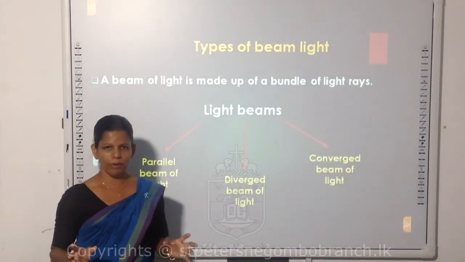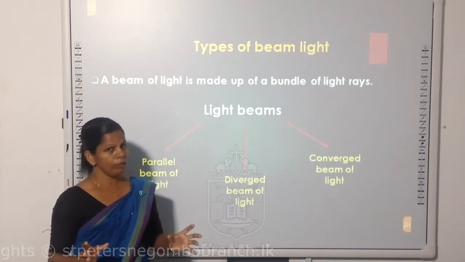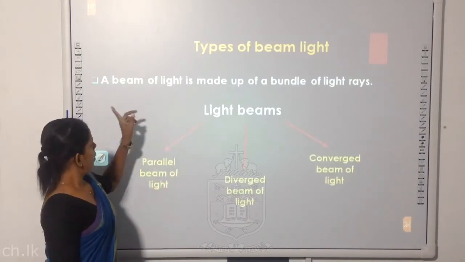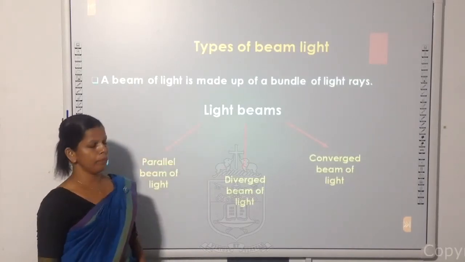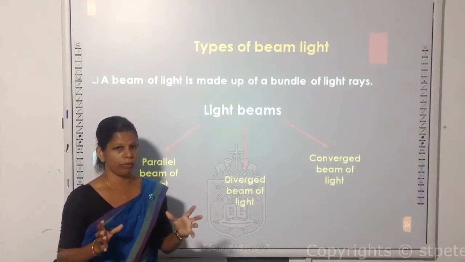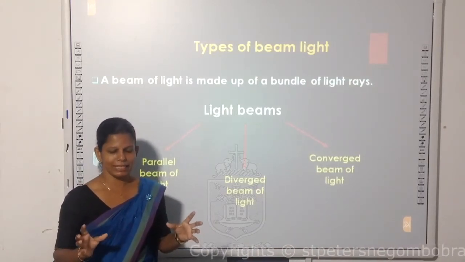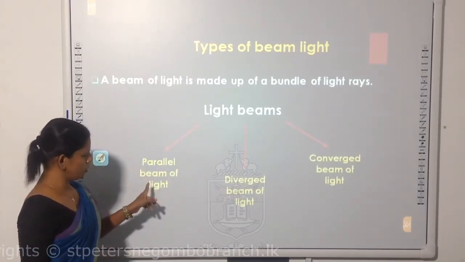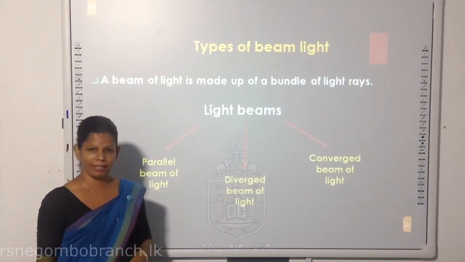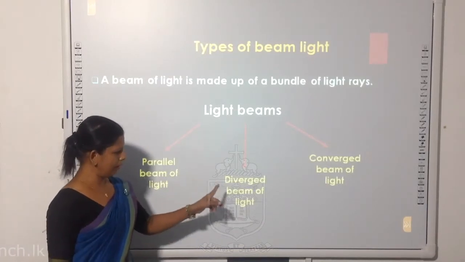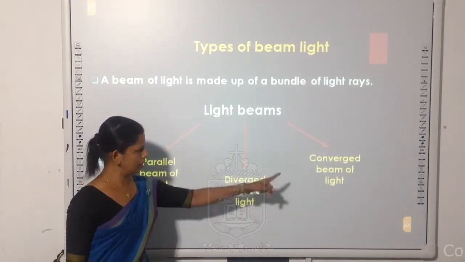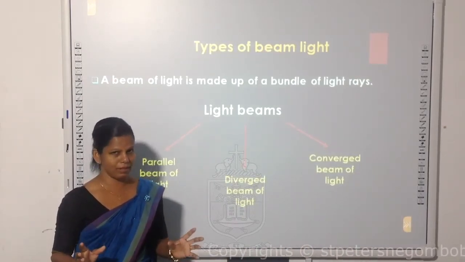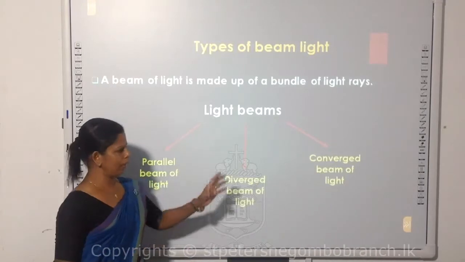Now we talk about a light ray. Now we are going to talk about what is a light beam. A beam of light is made up of a bundle of light rays, a group of light rays. So there are three types of light beam. What are they? First one, parallel beam of light. Second, diverged beam of light. Third, converged beam of light. Now we are going to talk about those in detail, my dear children.